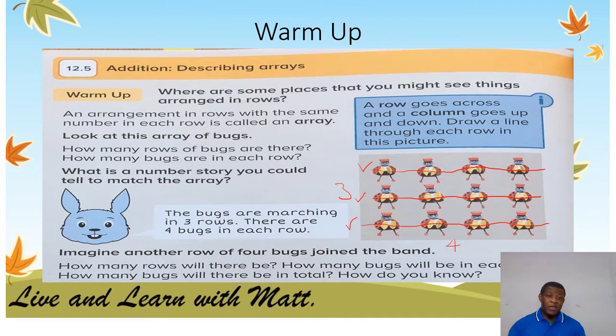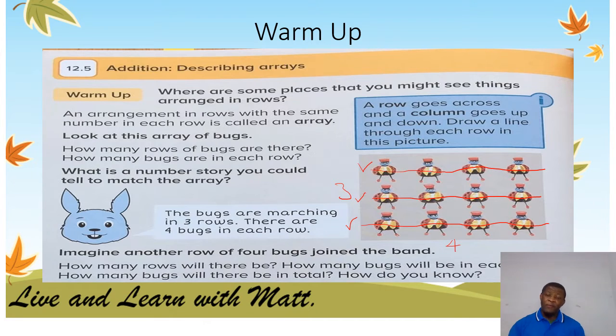4 bugs. Now, imagine another row of 4 bugs joins the band. How many rows would there be? So if we have another 4 bugs, then this will change to 4. From 3, it will now be 4 rows. 4 rows.